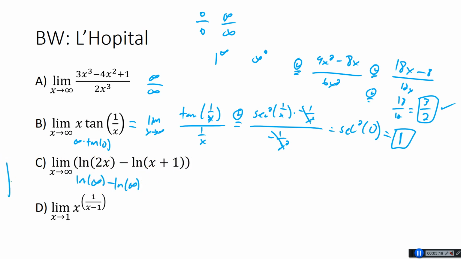Natural log of infinity, remember, natural log grows really slowly. We're going to talk more about that today. But it does eventually go off to infinity, right? It grows very slowly, but goes to infinity. So this is an infinity minus infinity. So remember, when we have that, we have to somehow combine the two.